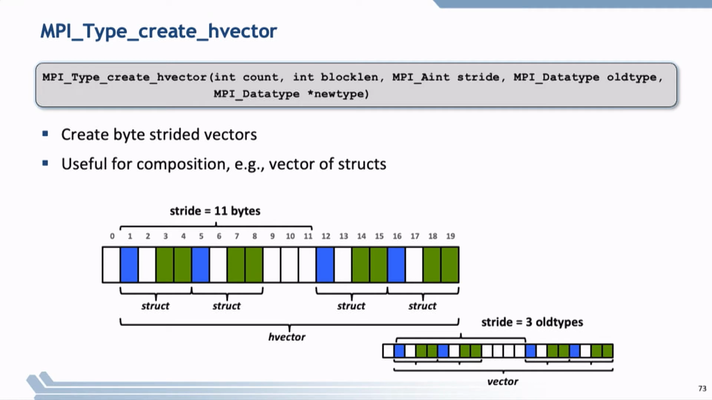So it's still a regular stride. It's still regularly laid out data. It's just that the stride is defined in bytes instead of the size of old type or number of old type.